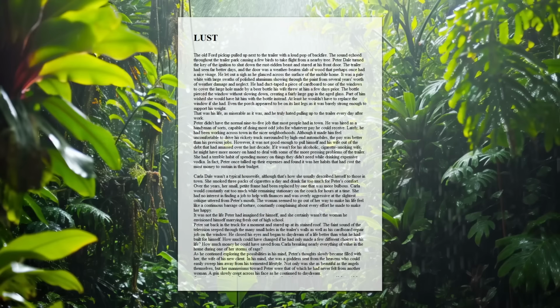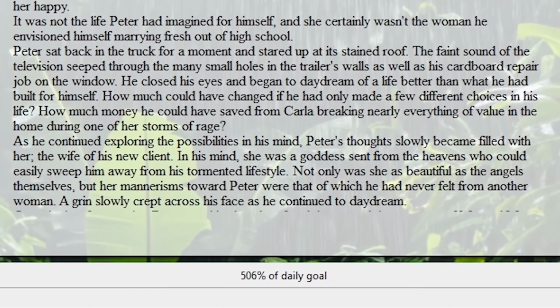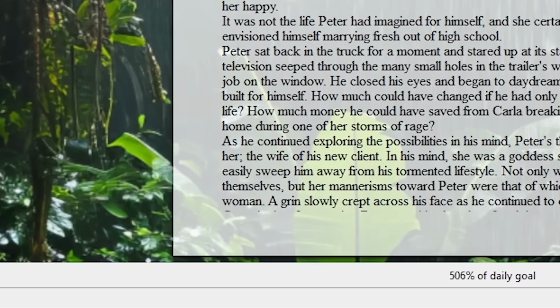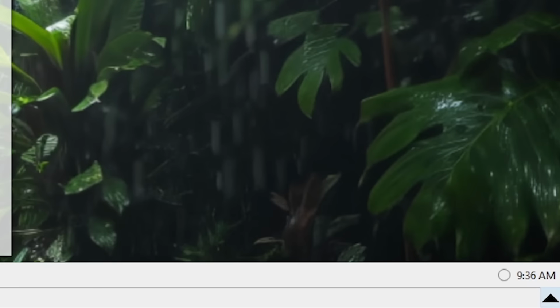And if you want to know how far you are in your goal, you just move your mouse all the way to the very bottom, and FocusWriter will tell you at the very bottom what percentage you are of your daily goal. Off to the left, you'll also see how many words you've written, and off to the right, you'll have your timers and the time of day.